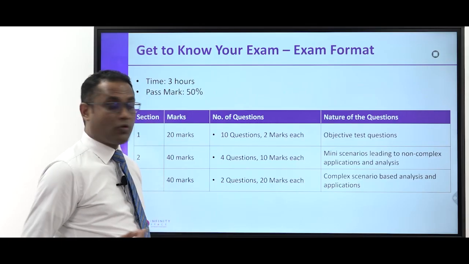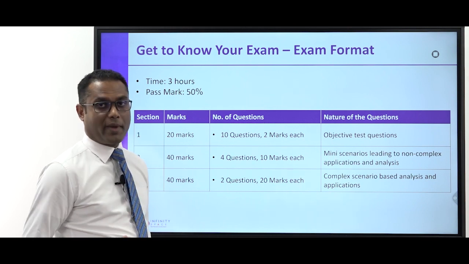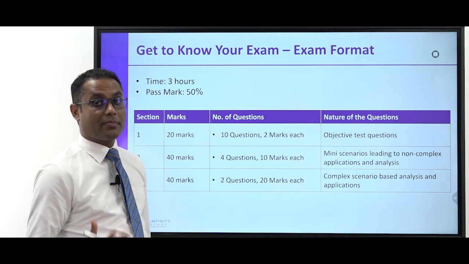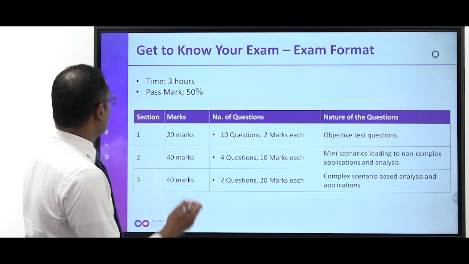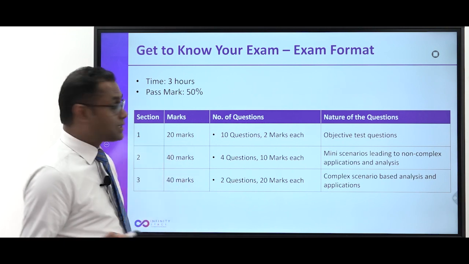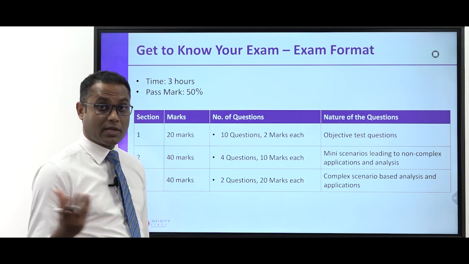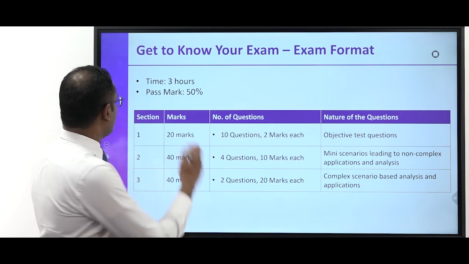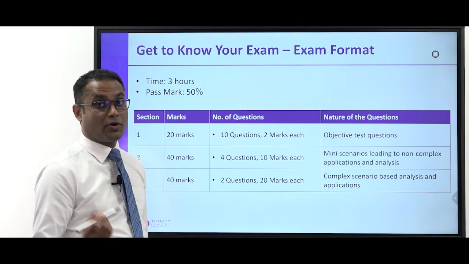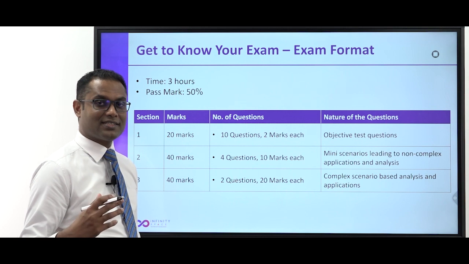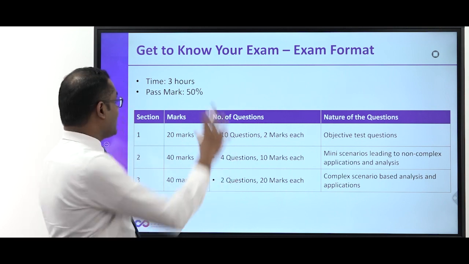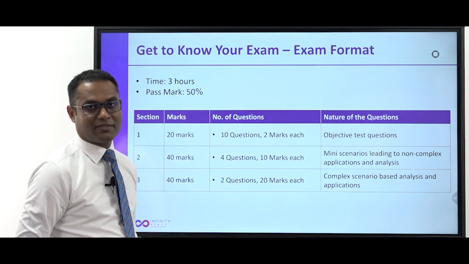Next, we'll look at the exam format, how your exam paper structure is. The exam is for 3 hours. In addition to that, you are given 15 minutes reading time. The pass mark is 50%, but don't target 50. Target at least 90 plus, then you will end up at least getting 50%.